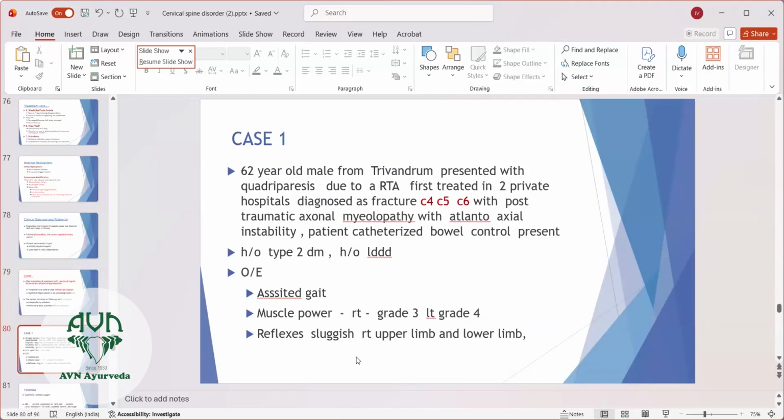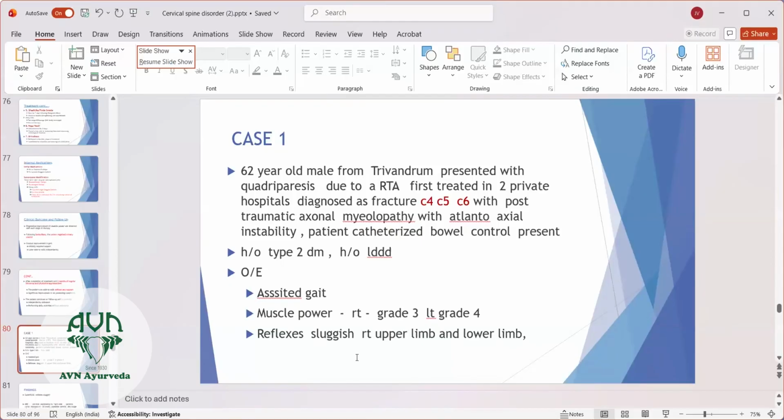Another case, a 62-year-old male from Trivandrum, presented with quadriparesis due to RTA, a road traffic accident. He was first treated in 2 private hospitals and diagnosed with fracture of C4, C5 and C6, with post-traumatic axonal myelopathy and atlantoaxial instability. The patient was catheterized, bowel control was present. History of type 2 diabetes mellitus, and history of lumbar disc degenerative disease is also there.